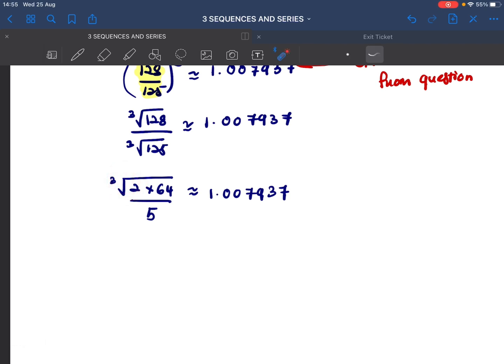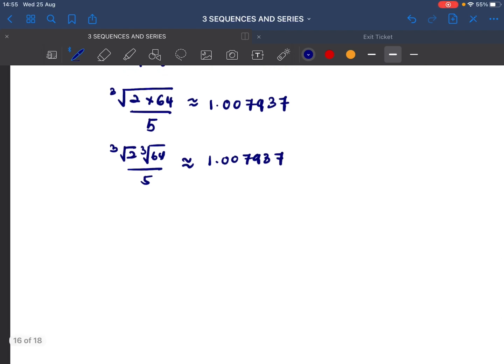Cube root 2 times cube root 64 over 5 equals to 1.007937. So we know that cube root 64 is equals to 4. So we will have 4 over 5 cube root 2 equals 1.007937, which we will end up with cube root 2 is equals to, okay, bawa 4/5 pergi sebelah.